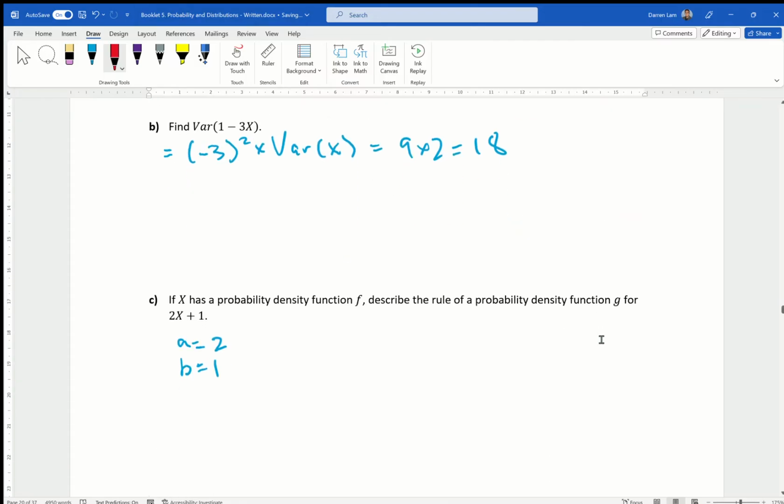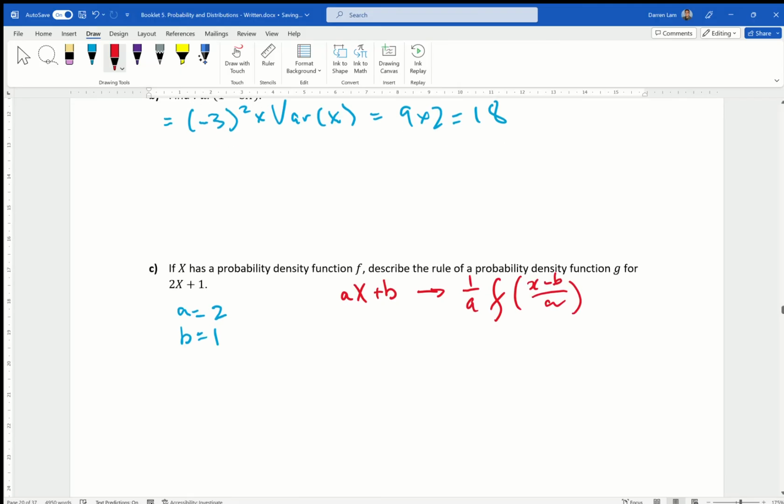All right, back to this question. So we have to describe the rule of the PDF for 2x plus 1. I know the formula from above that we've highlighted is a times x plus b becomes 1 over a f of (x minus b) over a. That's just the formula, so I can substitute it. I know that 2X, capital X, plus 1 goes towards g of x equals 1 over 2 f of (x minus 1) over 2. I'm just substituting the numbers right in. Questions? Okay.